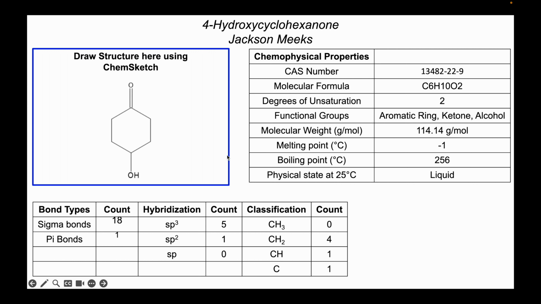The molecular weight of 4-hydroxycyclohexanone is 114.14 grams per mole. It has a melting point of -1 degree Celsius, a boiling point of 256 degrees Celsius, and its physical state at 25 degrees Celsius is a liquid.